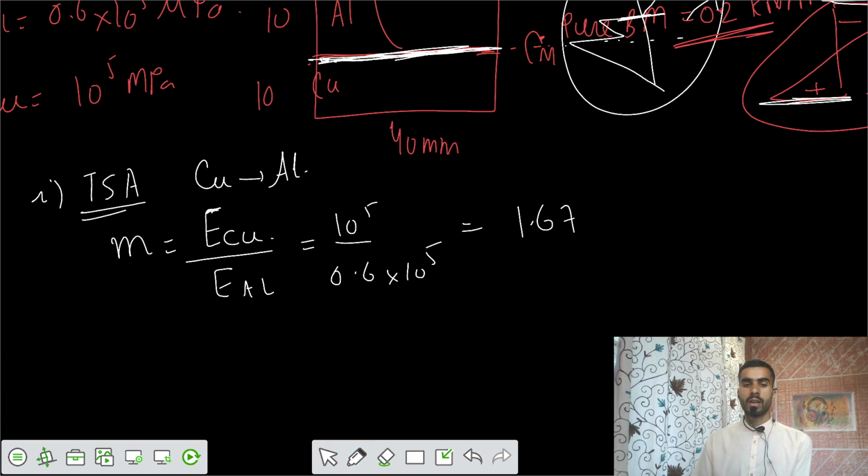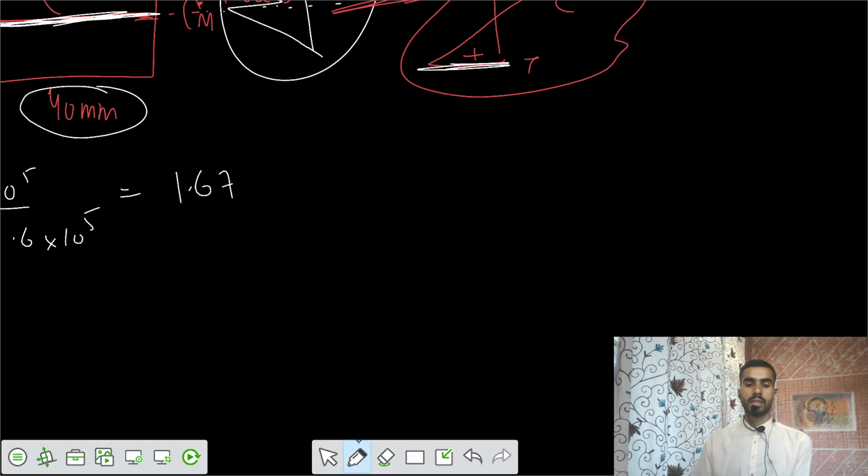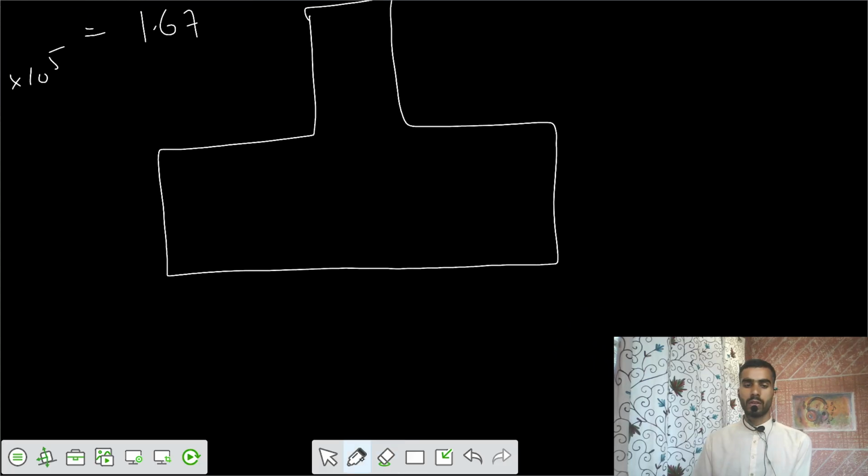So a factor of 1.67 you have to multiply to the width of that copper, to convert it into terms of equivalent aluminum. So this is what our resultant diagram looks like. Initially this was 40 mm, and now this one is 40 into 1.67, that is equal to 66.67, and this was your 10 mm.